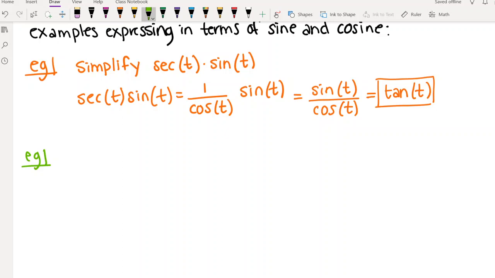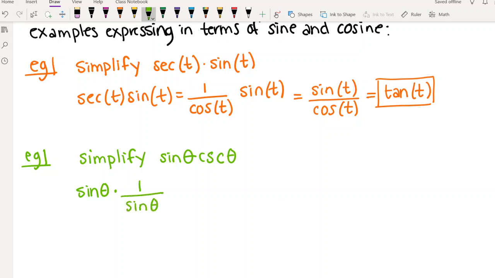Okay, let's do another one. We're going to simplify sine of theta times cosecant of theta. Sine of theta is already in terms of sine of theta, but we want to rewrite cosecant as 1 over sine of theta. So what happens when we multiply these together? We get sine of theta over sine of theta, which is just equal to 1. That makes sense if you think about it: when you take a number and its reciprocal and multiply them together, you should get 1. Cosecant is defined to be the reciprocal of sine, so it shouldn't be too surprising that you end up with 1.